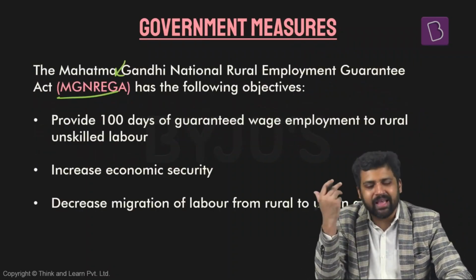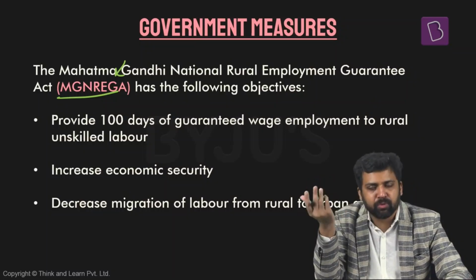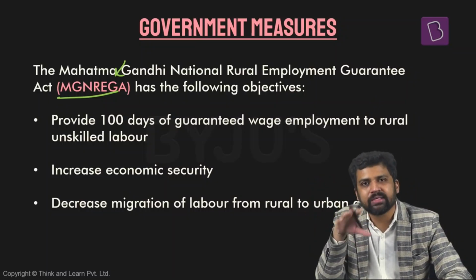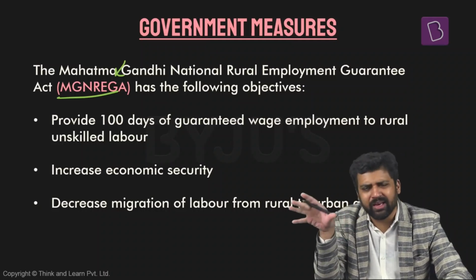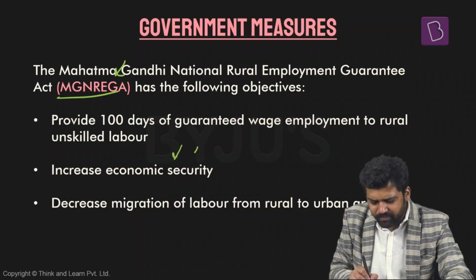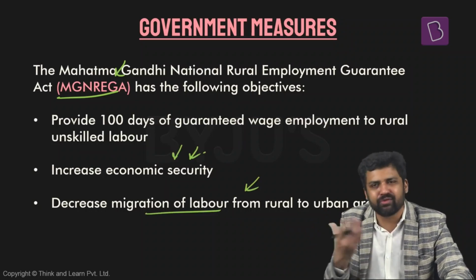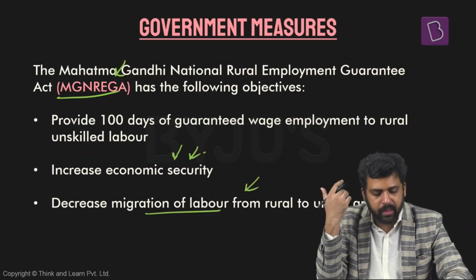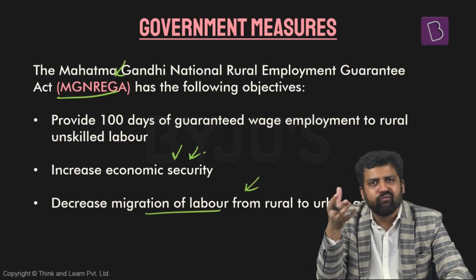The Mahatma Gandhi National Rural Employment Guarantee Scheme is again one of the policies to address poverty. What it tries to do is ensure that people in rural areas have the right to 100 days of work in one year. So one member of a rural household can have work for at least 100 days in a year. It can increase economic security, and it can also lead to a situation where migration from rural areas to urban areas can be decreased. So these are different kinds of policies, different kinds of interventions from the side of the government.